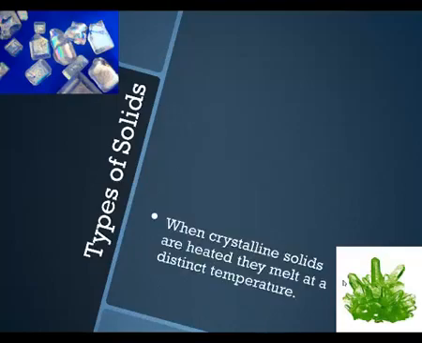And when crystalline solids are heated, they melt at a distinct temperature. So thinking of ice for an example, ice is a crystalline solid, and it has a temperature at which it melts. That temperature is 32 degrees Fahrenheit or 0 degrees Celsius.